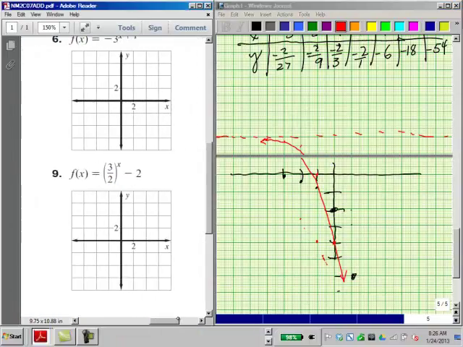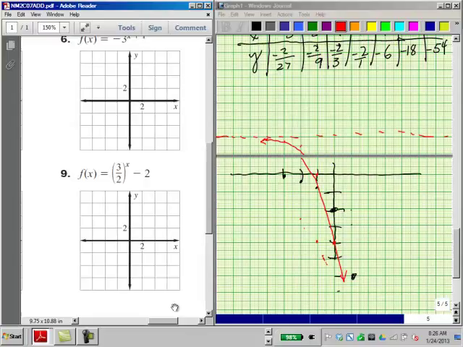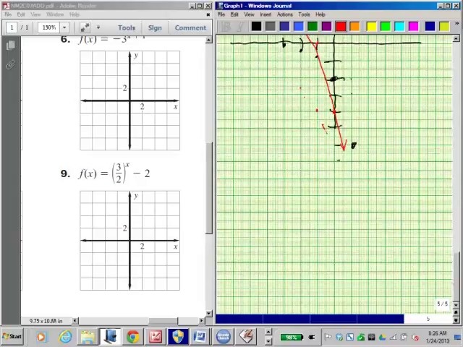Okay. All right. What do you want to do next? Do you think you can do 9? How do you feel about 9? Feel good about 9, or should we do it? Yeah, let's do it. Let's do 9. Oh, it's a fraction. Okay. Yeah, fractions. Forgot about that.